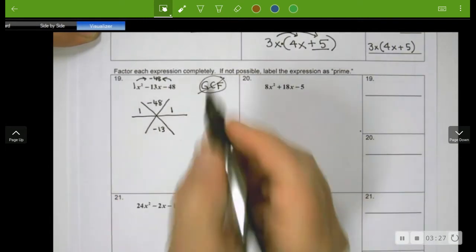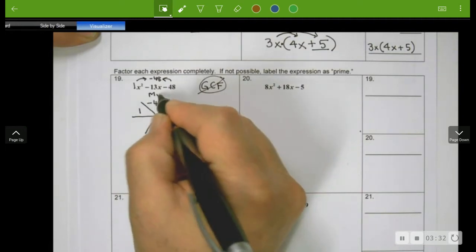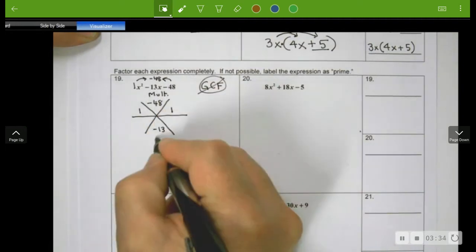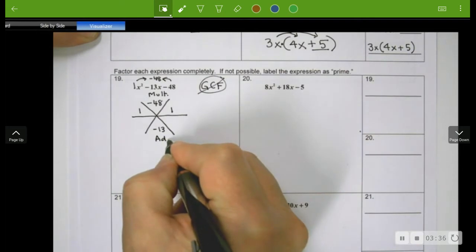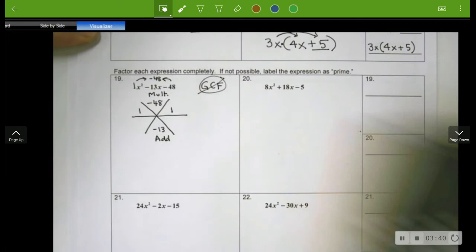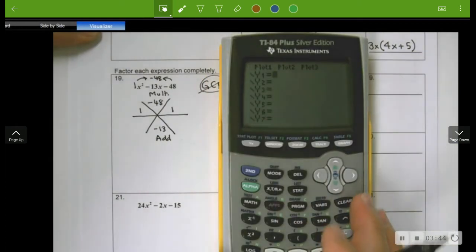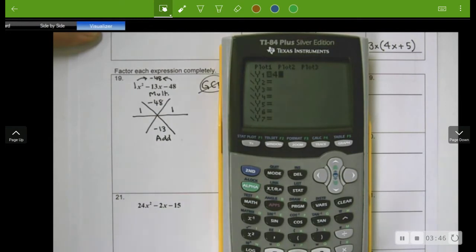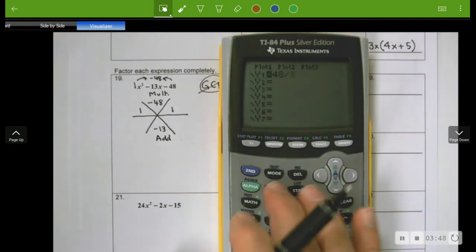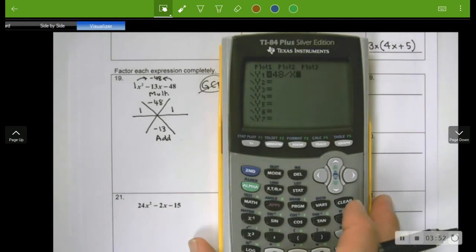Now, the way this works is you have to have 2 numbers that multiply to give 48 and that add to give negative 13. And we're going to use our calculator to help us. We'll go to our y equals key and type in 48 divided by x. This is just a way of displaying the factors of 48.